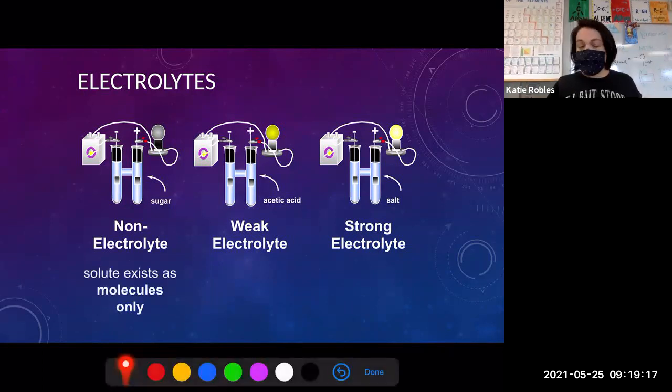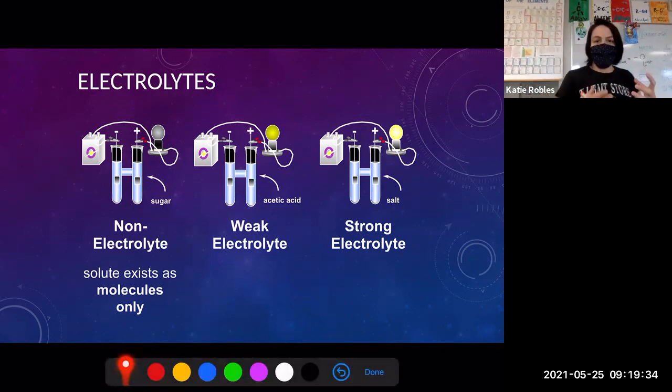In a non-electrolyte, the solute exists as just molecules. If you take a bunch of sugar and dissolve it in water, all that it becomes is little bits of sugar. It's still sugar. There are still sugar molecules.